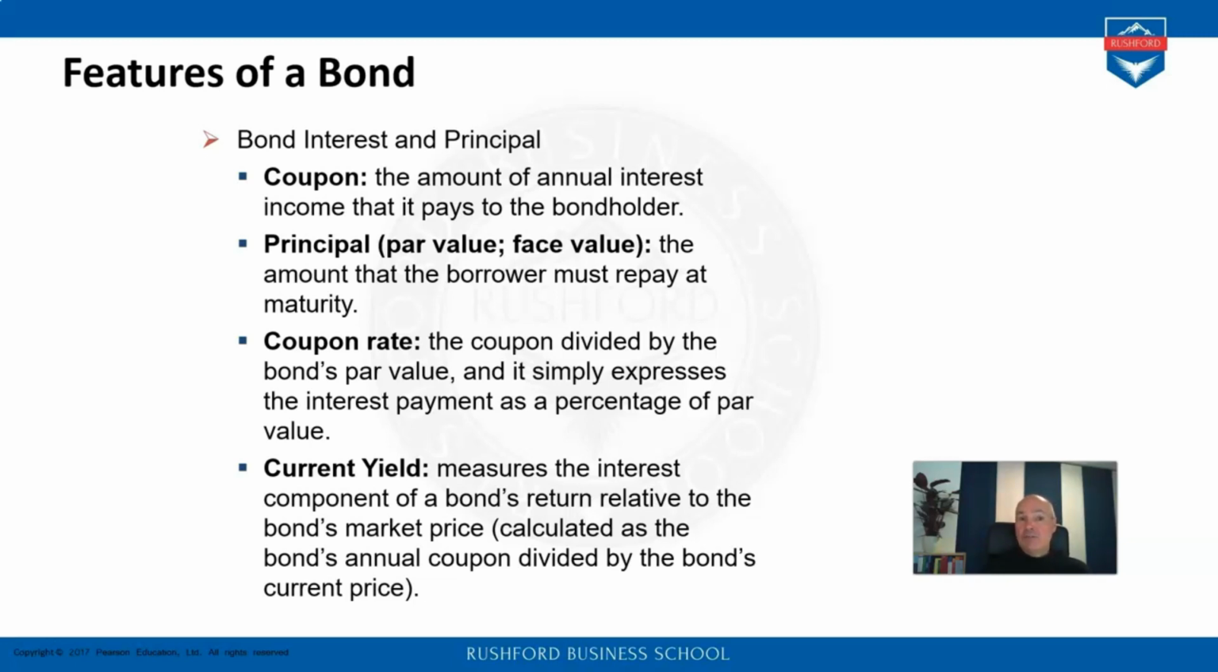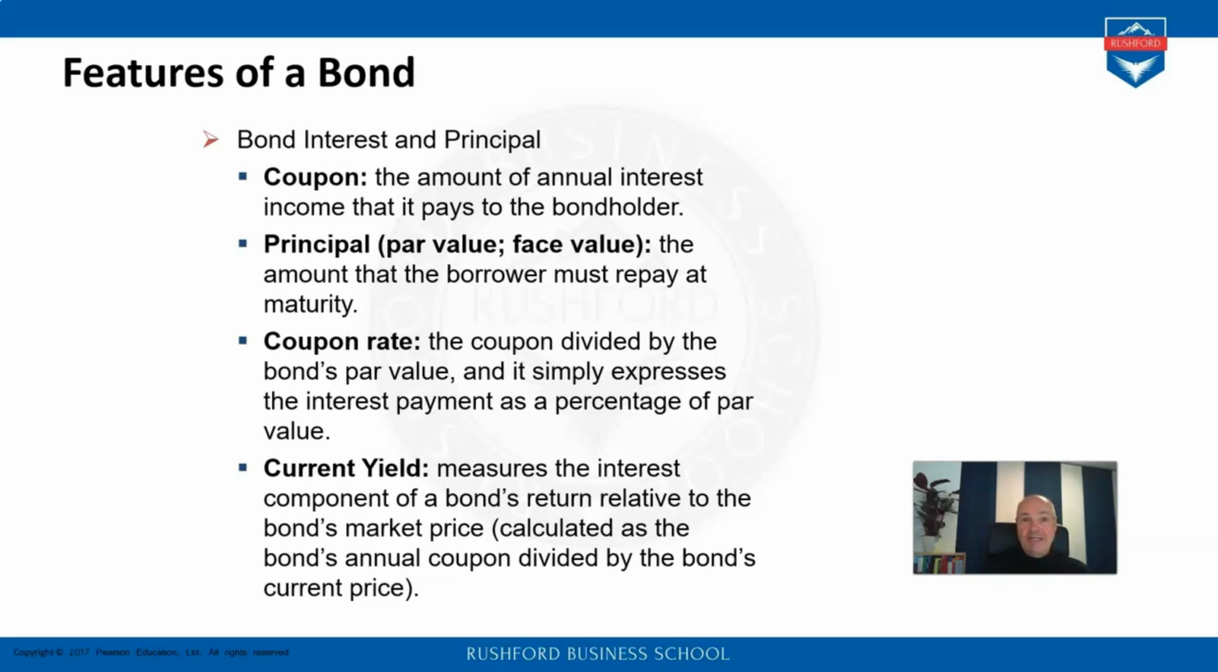Most of the bonds come with a par value, also called face value or principal value. That's basically the value that the borrower needs to repay to the bondholders. In most cases, the par value is 100 or 1,000. The coupon rate is nothing else than the coupon which I get on the bond divided by the par value. Since the par value is 100 or 1,000, the coupon and the coupon rate in general are the same.